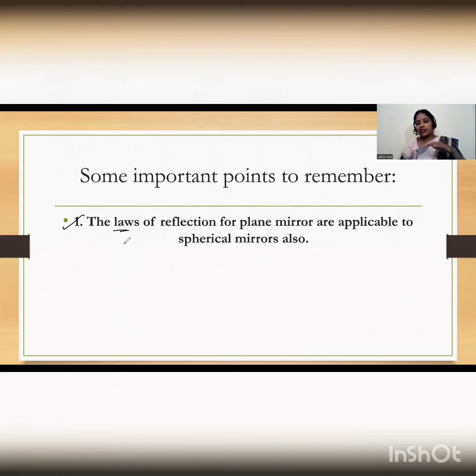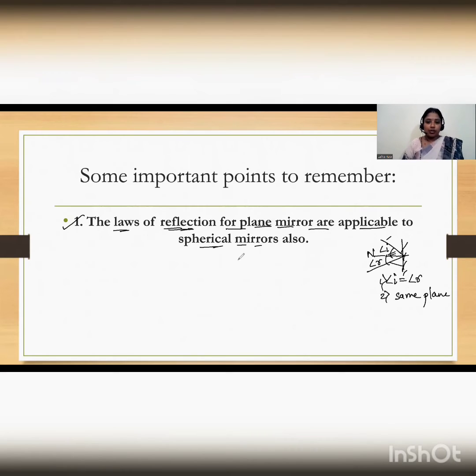As we have studied in the case of plane mirrors, the laws of reflection of light: suppose you have this plane mirror, angle of incidence is equal to angle of reflection, this is angle I and this is angle R, right? And the incident ray, reflected ray and normal all lie on the same plane. These two laws also hold for spherical mirrors. The same laws applicable to plane mirrors are applicable to spherical mirrors also.